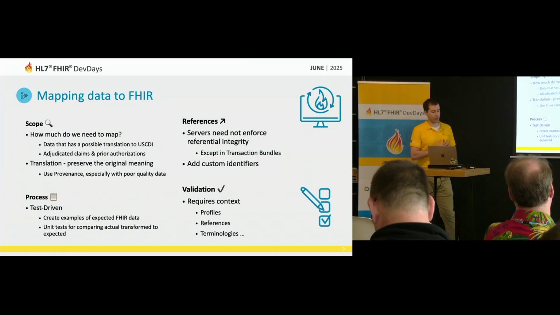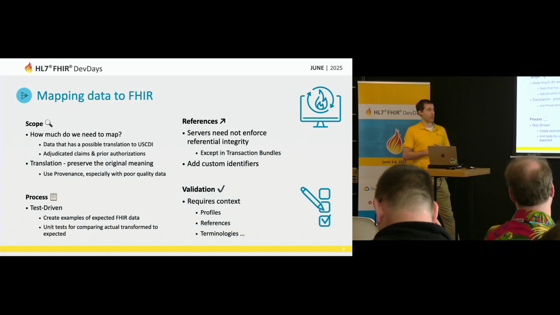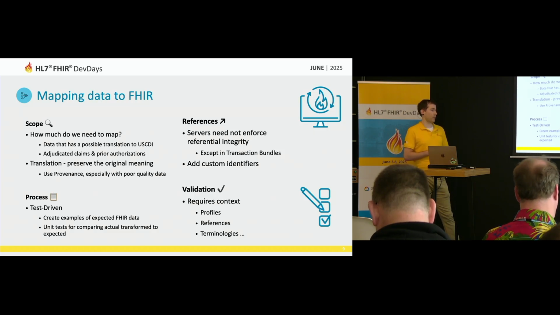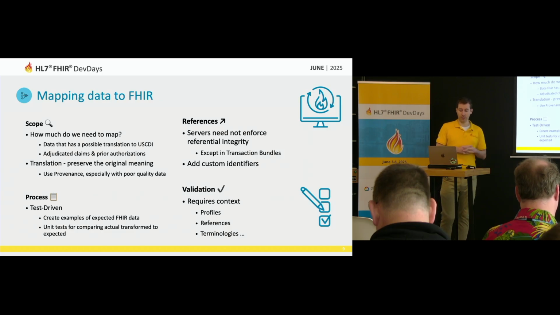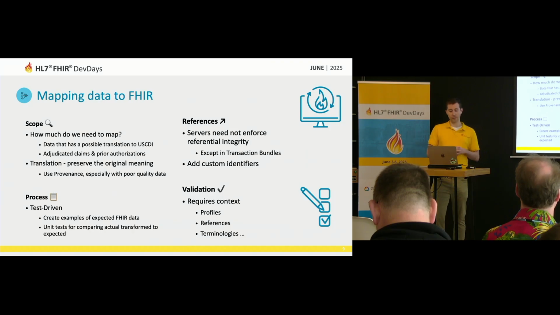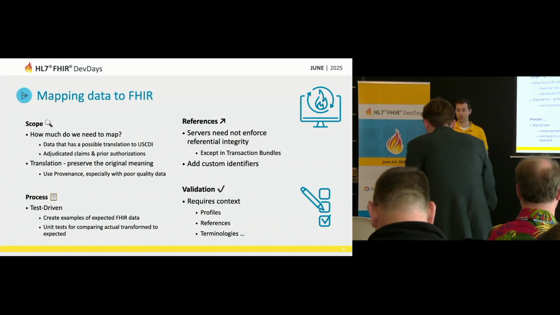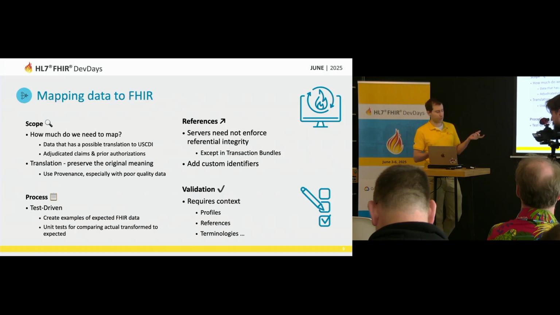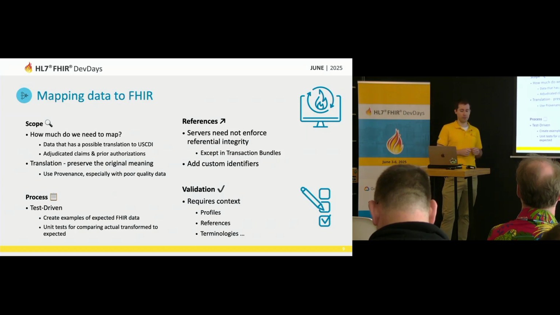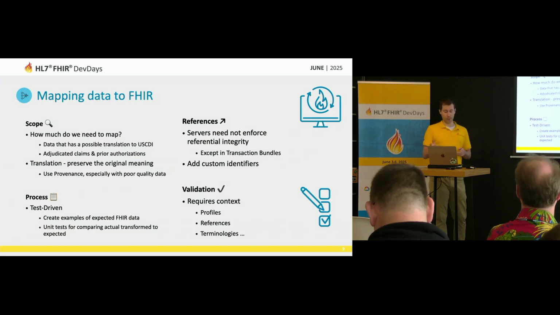Third, think about what references you're using between resources. FHIR is intended to be very flexible. Servers need not enforce references. A FHIR server may allow references that don't exist for many reasons. So you want to be checking those references or allowing the server to generate its own logical IDs. Transaction bundles do require resolving references, but these could be placeholder references or conditional references, something to look into.